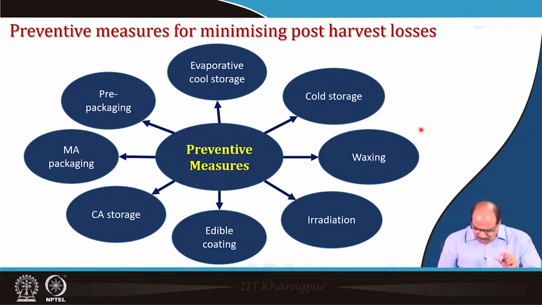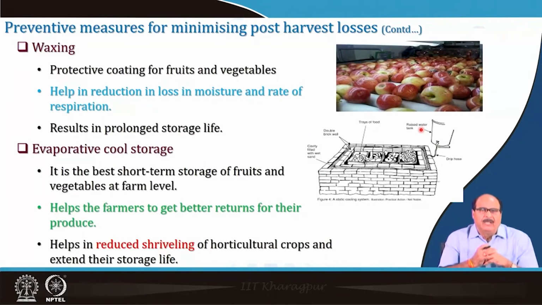So, I will briefly elaborate on their concepts here, like waxing. Waxing, that is in the apples, etc., a coating of wax is applied over the material. That is a protective coating for many of the fruits and vegetables, and it helps in the reduction in loss of moisture and also reduces the rate of respiration. So, it results in prolonged storage life.